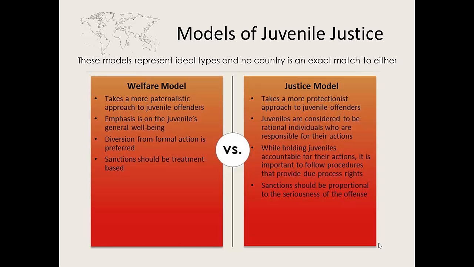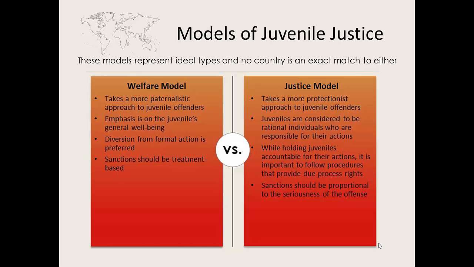Under the justice end of the continuum, however, these systems are much more likely to take a protectionist approach to juvenile offenders. Juveniles are considered to be rational individuals, and they're responsible for their actions, and they need to be held responsible by the juvenile justice system. While holding the juveniles accountable, it's also important to follow certain procedures that will protect the due process rights of the juveniles. So the justice model comes a little bit closer to the adult criminal justice model, saying that we have to hold people responsible, but that we also want to make sure that they are protected in terms of due process rights.